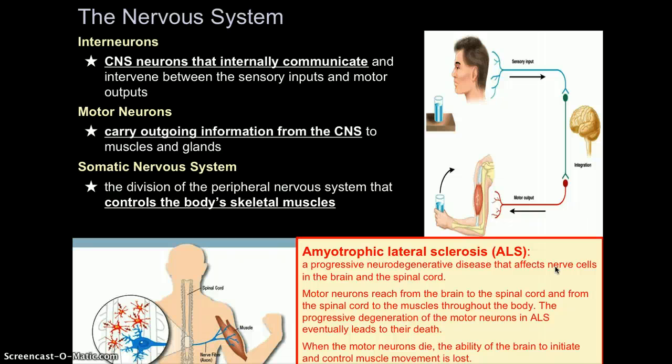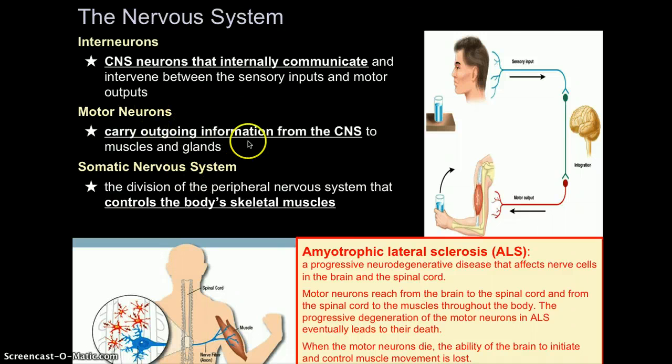Okay, so interneurons are a part of the central nervous system. They are neurons that internally communicate and intervene between the sensory inputs and motor outputs. So sensory input is here in this diagram. We're moving through your nervous system, and I'm not sure what this picture is. I think this is supposed to be thirsty, but the example that I wanted to talk to you about was going back to touching something hot, where the sensory input comes in through the tips of your fingers, is processed by your brain, and tells your body to jerk your hand away. So it tells your muscle to contract and jerk your hand away from the hot candle or the hot cup of coffee or whatever it is that you've touched.